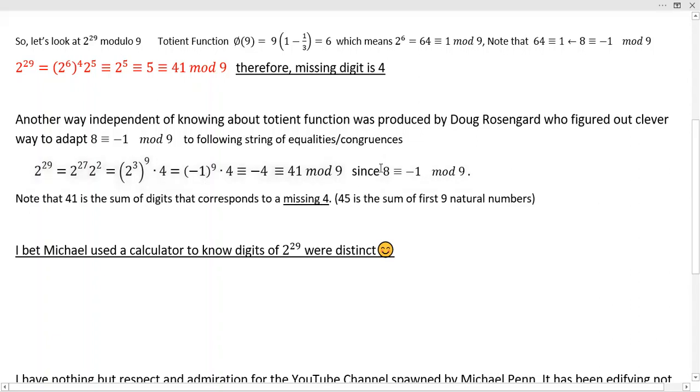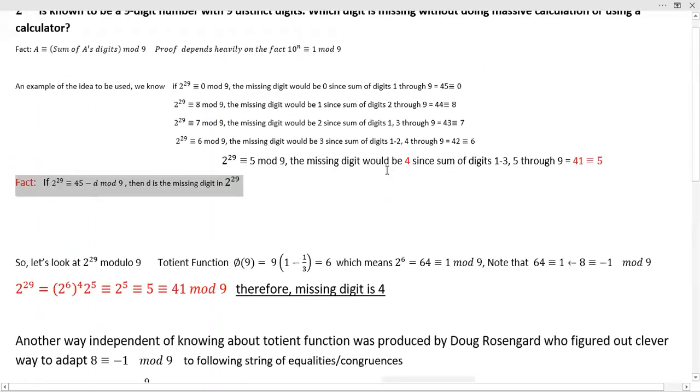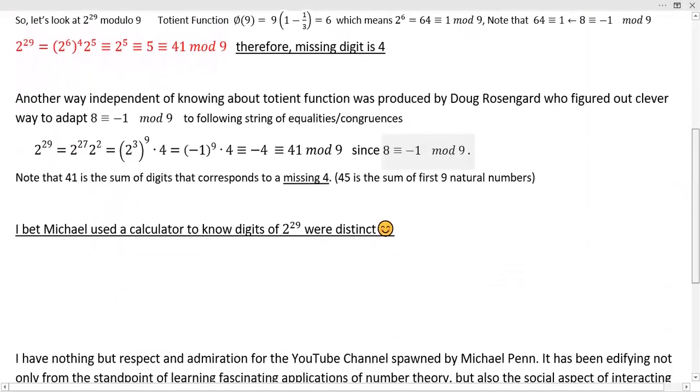Even though, as I mentioned earlier, I know I sound like a broken record, 8 congruent to -1, when you square both sides, you get Euler's Totient result. So he didn't use the Totient function, but what he did was equivalent to using the Totient function without knowing what the Totient function was.